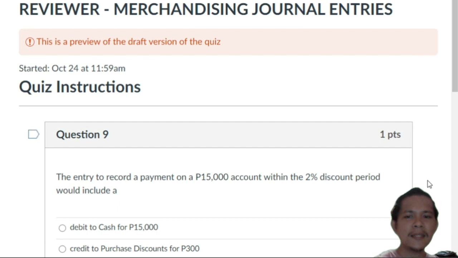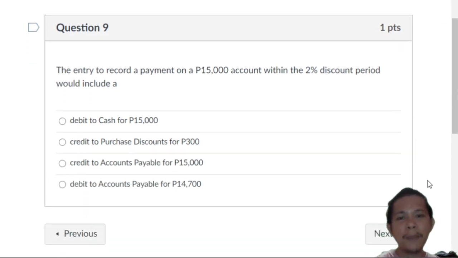Oh, question number 9 naman tayo. The entry to record a payment on a 15,000 account within the 2% discount period would include debit to cash for 15,000, credit to purchase discounts for 300, credit to accounts payable for 15,000, or debit to accounts payable for 14,700. Ang tinatanong entry to record a payment within the discount period. So, meron ka dyang accounts payable na debit for 15,000. Meron ba yan dito sa selection?